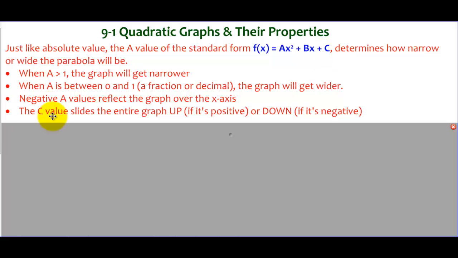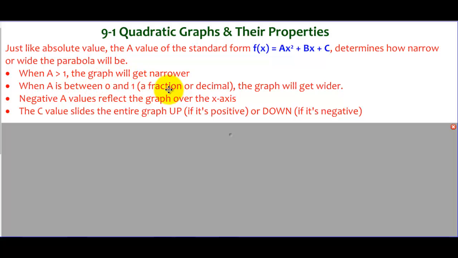So I have a list of what those changes are. For example, I'm letting you know here that when A is bigger than 1, when I start increasing it, making it larger and larger and larger, the graph is actually going to get really, really skinny. It's going to narrow.